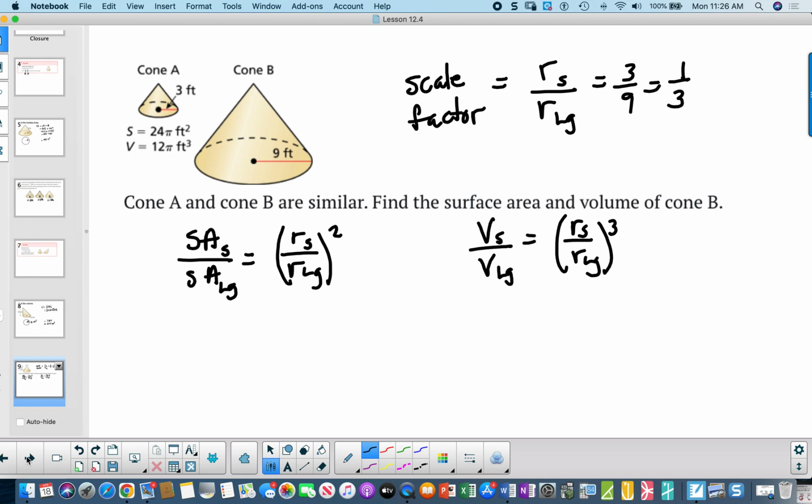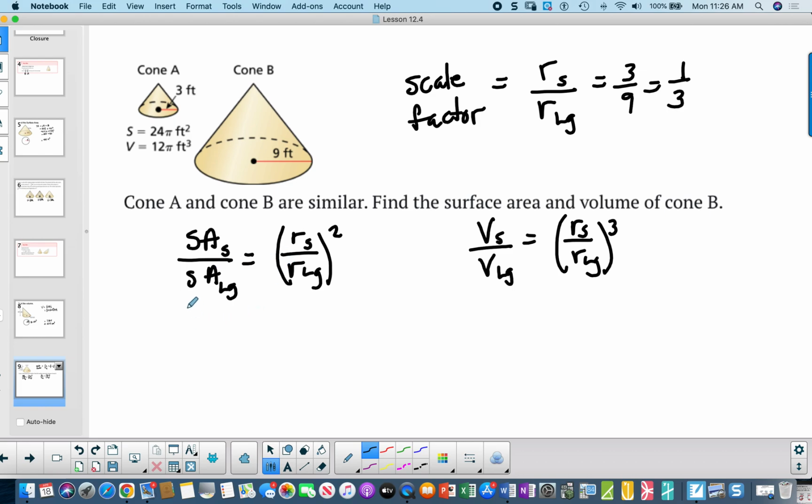Let's take a look at similar cones. These cones are similar, and the ratios of their heights and their radii are all the same. So we call that the scale factor. Their linear measurements, radius of the small to the radius of the large, is 1:3. And we know the area of the small cone and the volume of the small cone, and we'd like to find the volume and the surface area of the large cone.